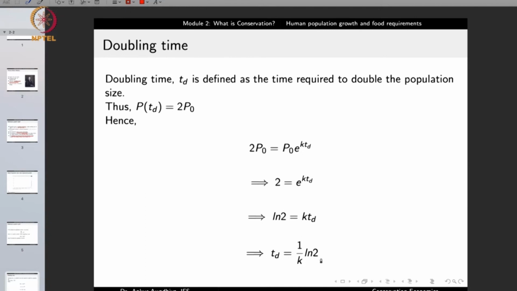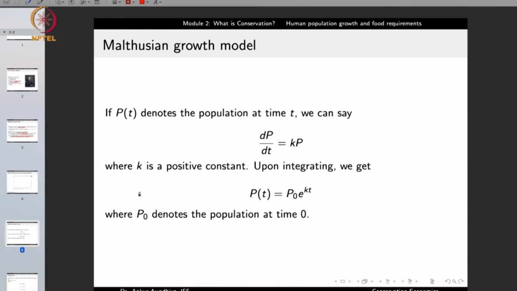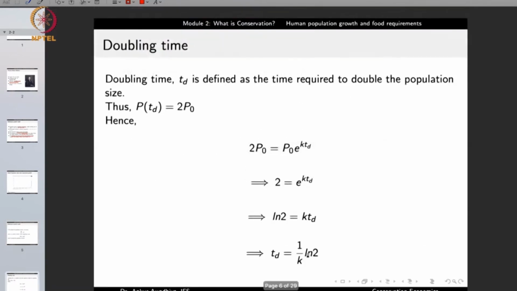Now, if you remember, this k is a positive constant. So k here is a constant, log 2 is a constant. So it tells us that the doubling time is a fixed number, similar to what Malthus had predicted. So doubling time, Malthus had said that it is 25 years, and in our equation also we are seeing that it is coming to be 1 by k, which is a constant, multiplied by log 2, which is also a constant.